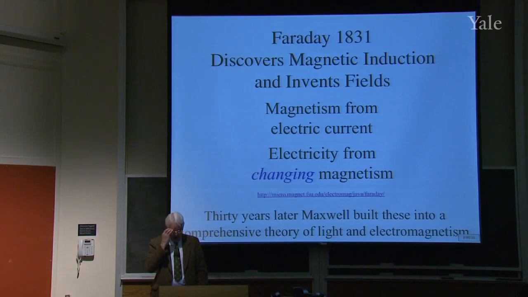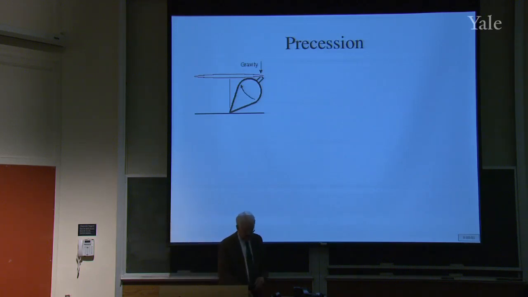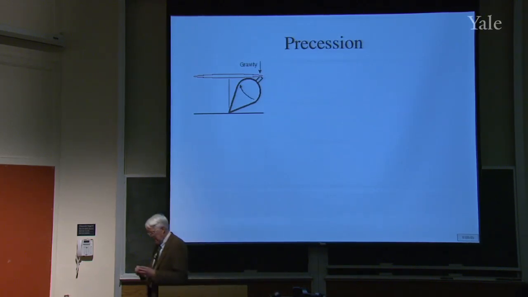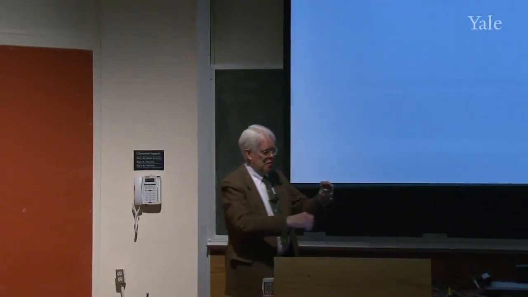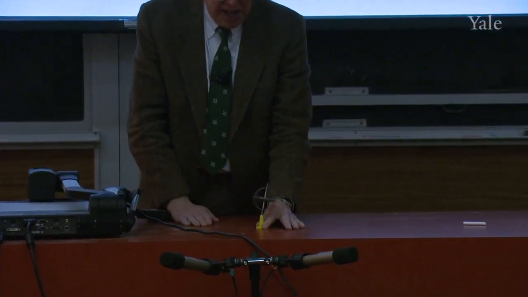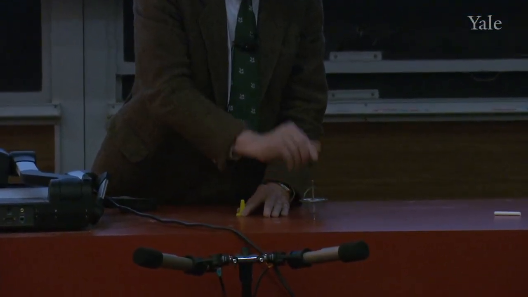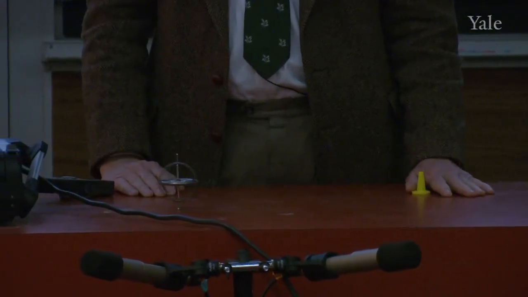And 30 years later then, Maxwell, who knew math, which Faraday didn't, built these into the comprehensive theory of light and electromagnetism. Now, precession is involved, and you've seen precession before. Here's a top. And remember, the amazing thing about this is that if you put it on here, it doesn't fall down. Whoops. It doesn't, right? It stays standing up. And that's an amazing thing, right?